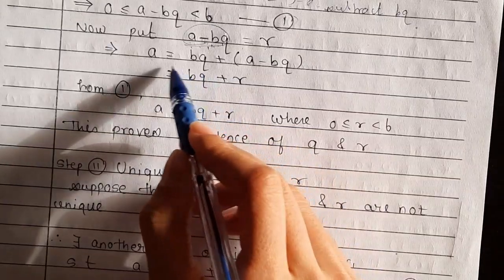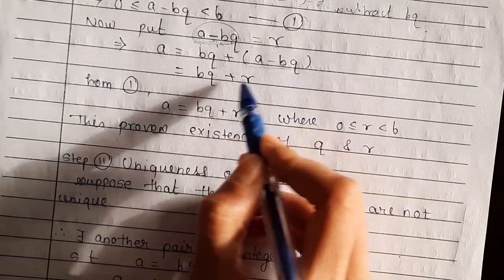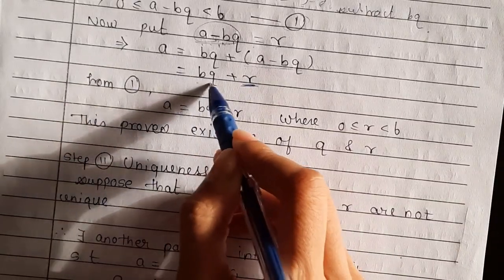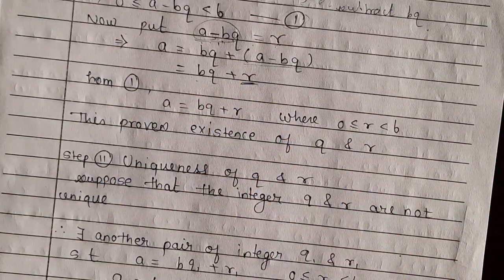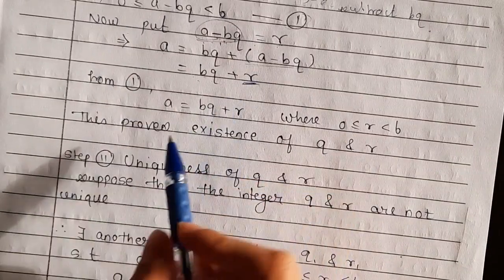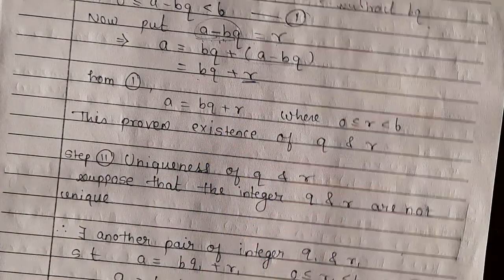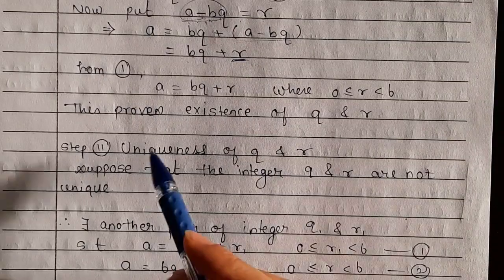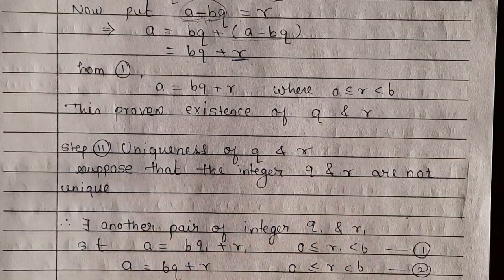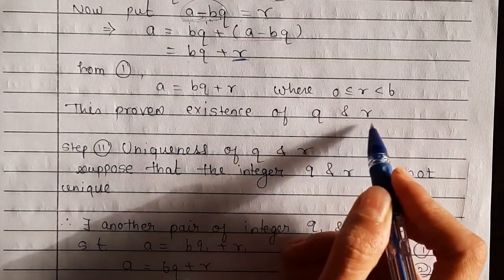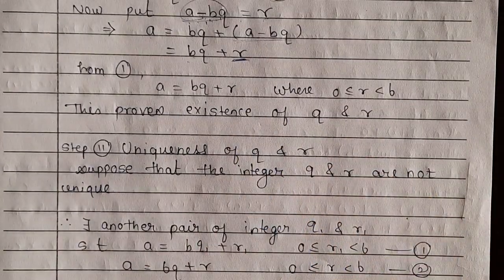From this, here is r, so we get a equal to bq plus r. So ultimately we prove the theorem. From this we got the result we had to prove. So our first step is over. We proved the existence of q and r. So q and r exist.